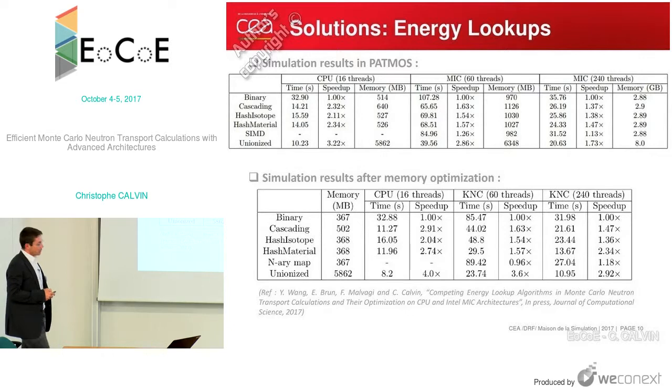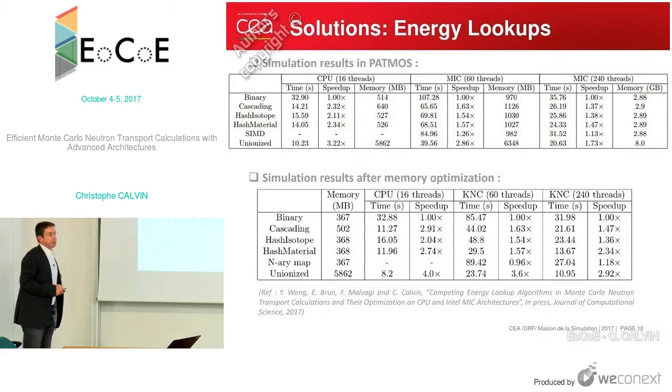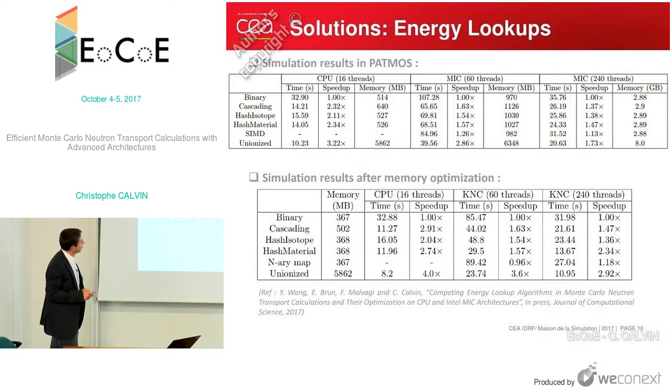So we can find different versions of algorithms, make some optimizations, and find the best balance between performance and memory footprint depending on the architecture. And as you can see, the CPU is still the best compared to the KNC, but with a quite similar time for the binary search, for example.